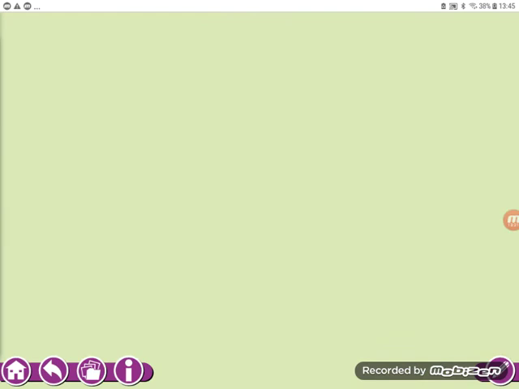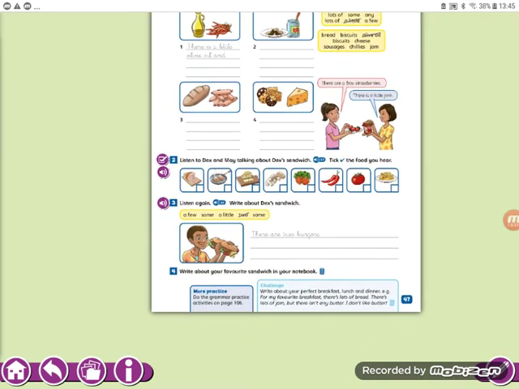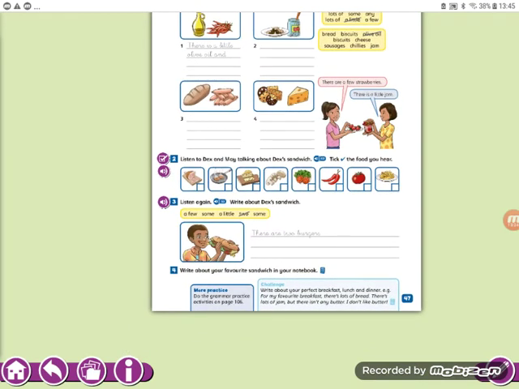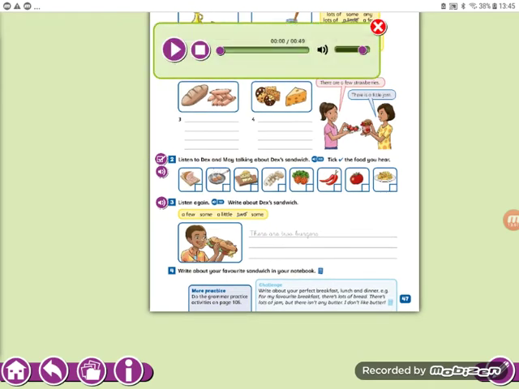And finally, we are going to continue with the last exercise. Listen again, write about this sandwich. In this sandwich, there are 2 burgers. ¿Ok? ¿Qué vamos a hablar sobre el sándwich de Dex? Pues tenemos que completar con lo que hemos escuchado anteriormente, pues tenemos que decir qué lleva, there are 2 burgers. But listen again, pero escuchamos otra vez.